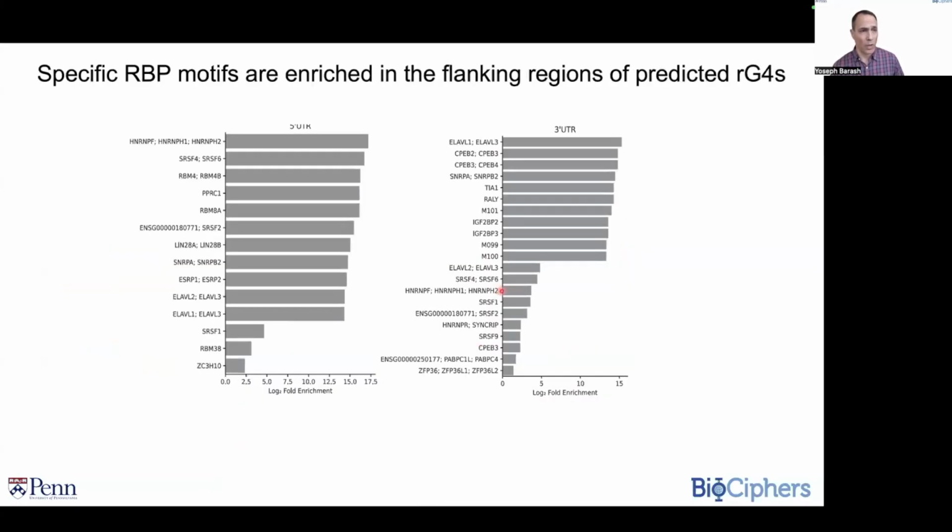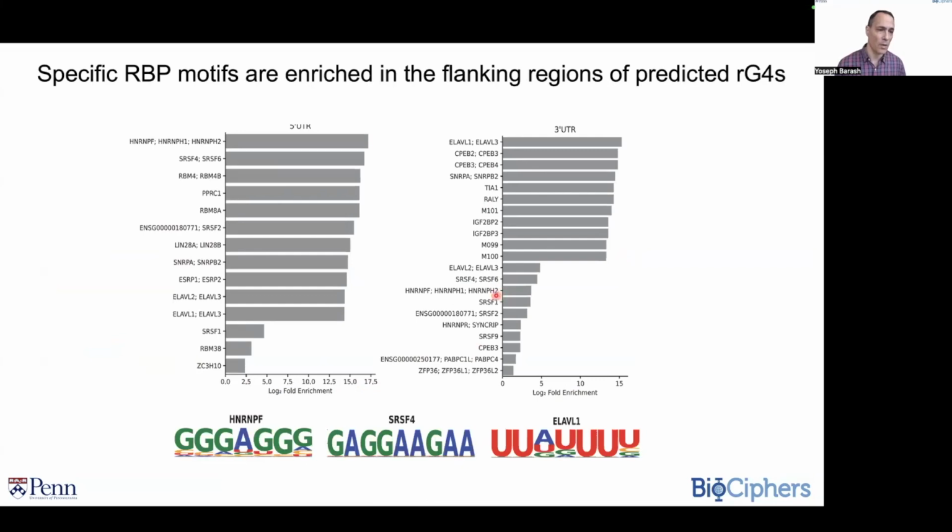We also looked at whether those regions are enriched for specific RNA binding protein motifs, because we know some of them like to interact with this, and we do find high enrichment for some of them. Specifically, we find a lot of GA motifs like HNRNPF or H, which are known to bind around G-quads, and there have been multiple publications around that, or SRSF4, or UA-rich motifs as well.